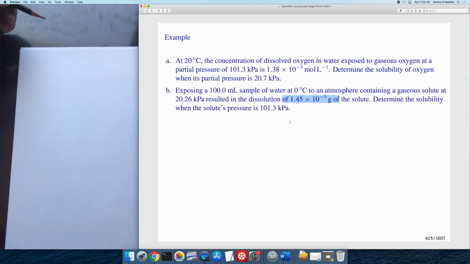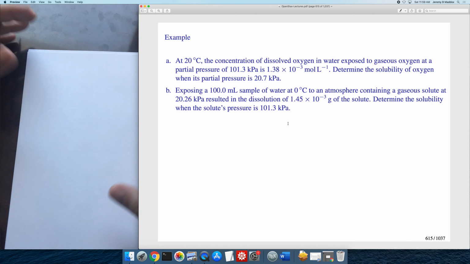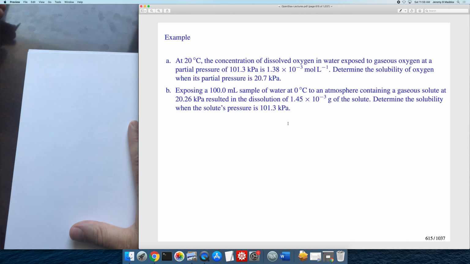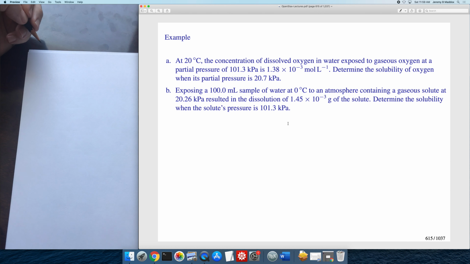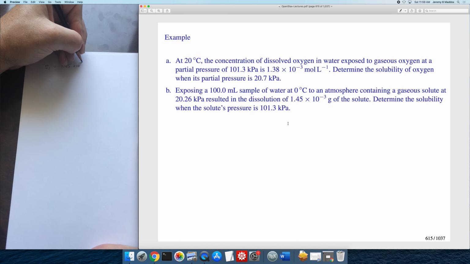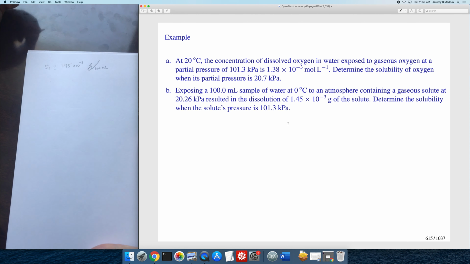Determine the solubility when the solute's pressure is 101.3 kilopascals. So the question is, what units should we use to describe the solubility? Well, in the previous example, we used moles per liter, and that's a great unit to use, but you don't have to use that unit. So I'm going to express this first solubility in this problem as 1.45 times 10 to the minus 3, and I'm just going to say it's grams per 100 milliliters. There's nothing wrong with this as your solubility unit.